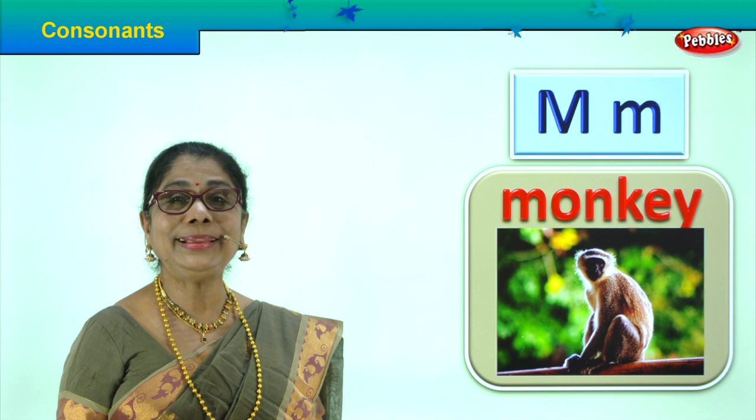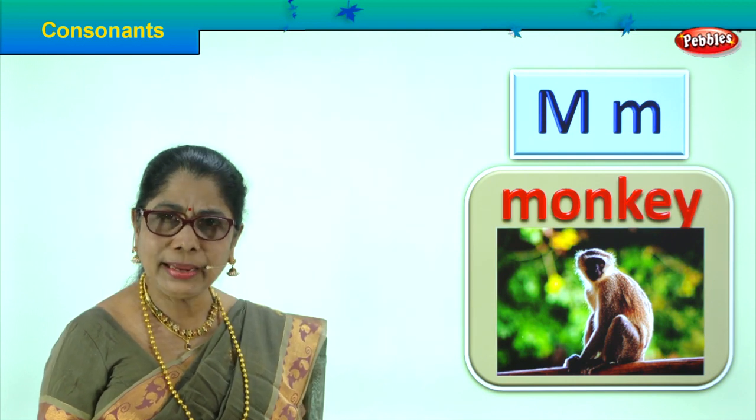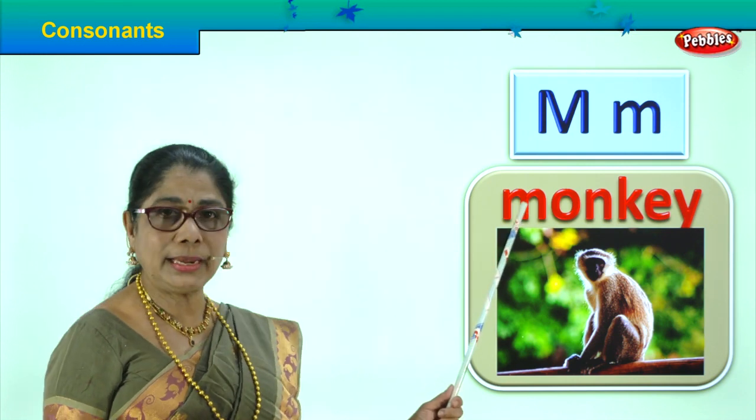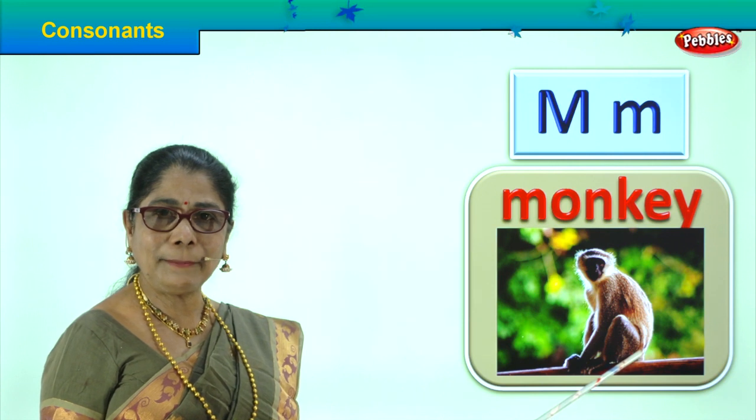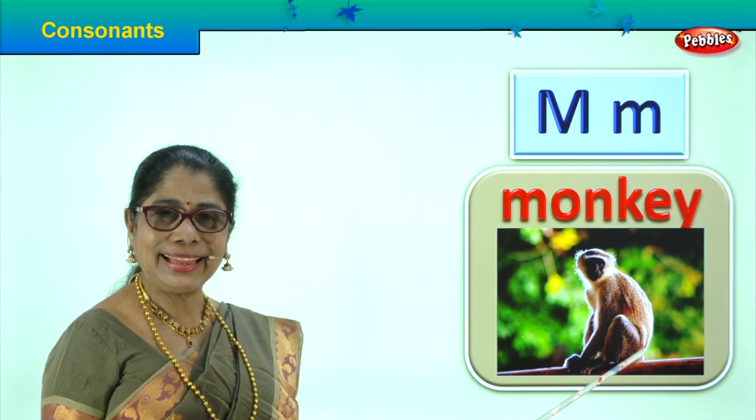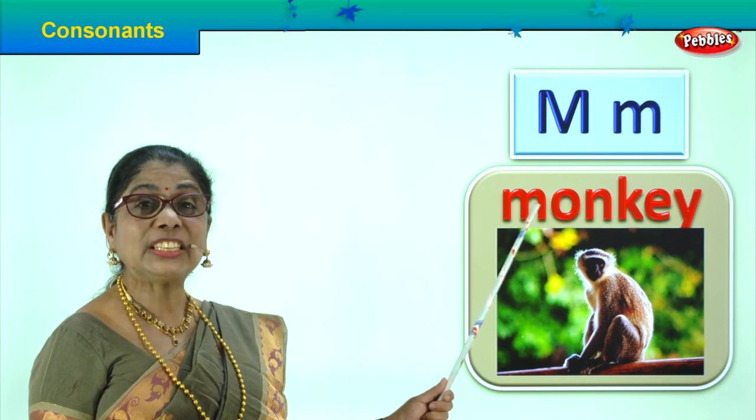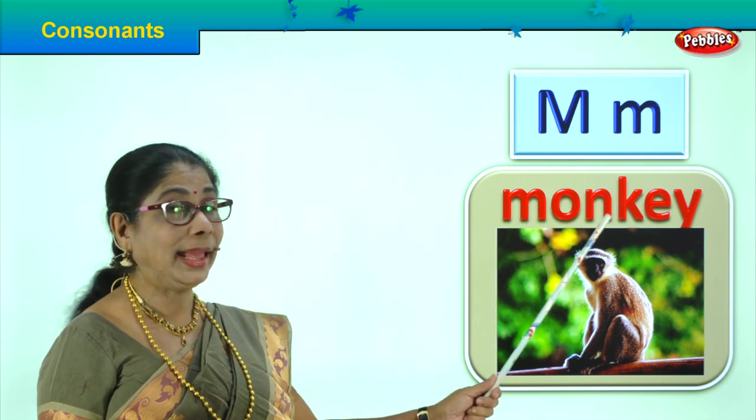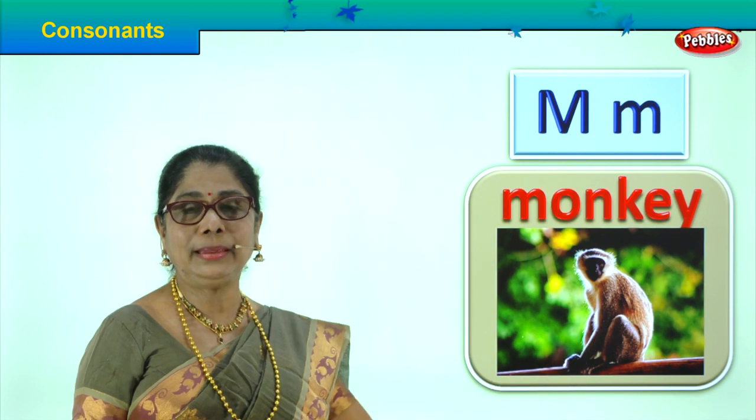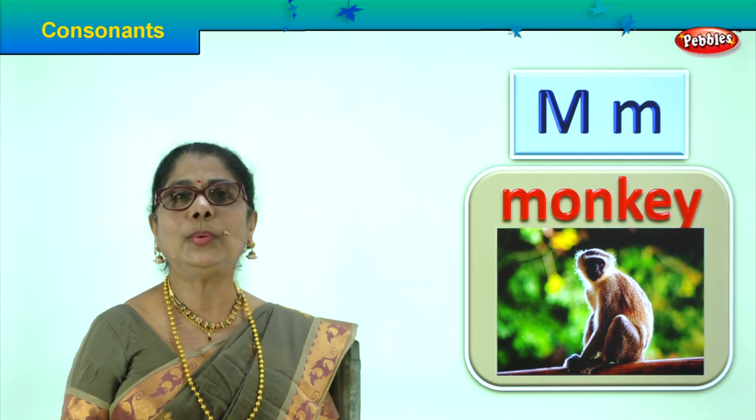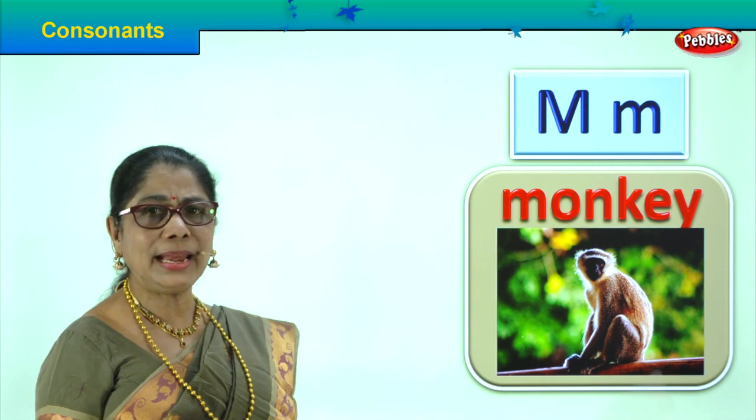M-O-N-K-E-Y. Monkey. The word monkey begins with the consonant M, and here's the cute little monkey. M is the sound of M. Spell monkey. M-O-N-K-E-Y. Monkey. Good. The word monkey begins with the consonant M.